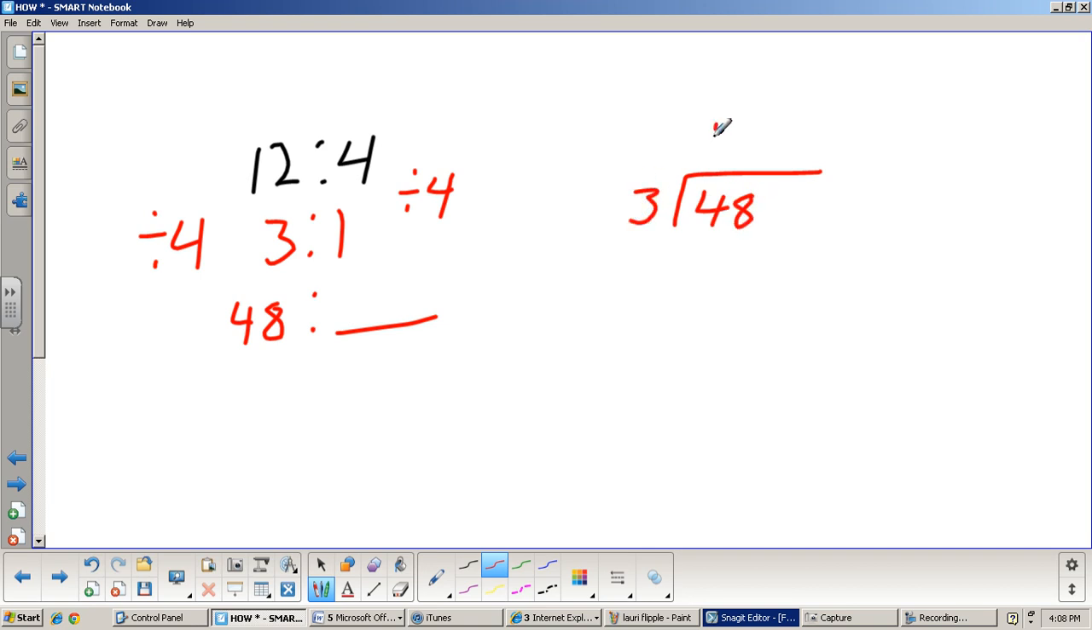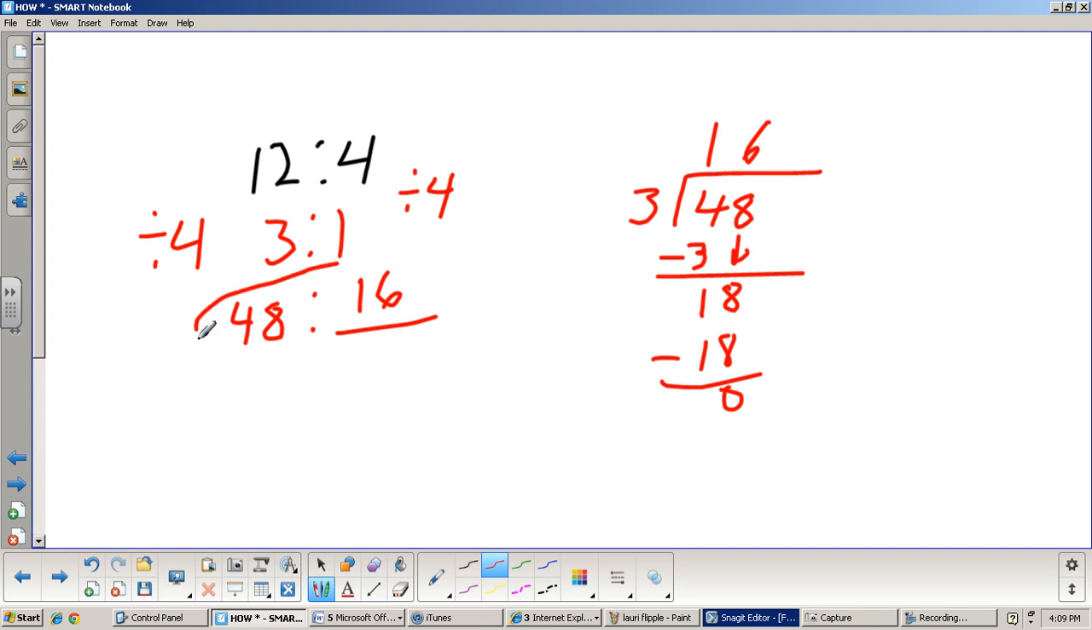3 goes into 4 once. 1 times 3 is 3. 4 minus 3 is 1. Bring down the 8. 3 goes into 18 6 times. 6 times 3 is 18. 0, and I'm done. 16. So this number should be 16. 48 to 16. Good luck with your homework tonight and finding equivalent ratios.